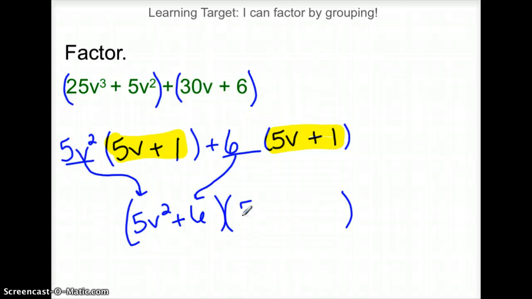And then whatever was highlighted, that makes another group. Okay, so there would be my factored answer.